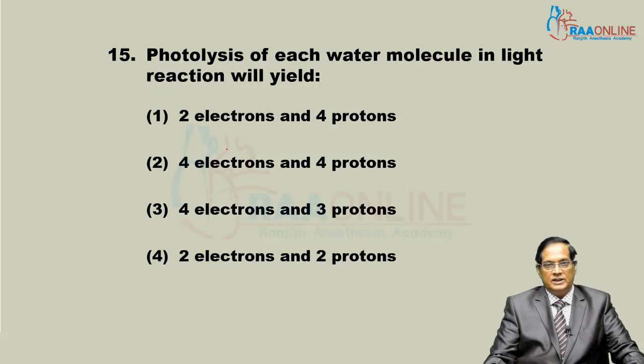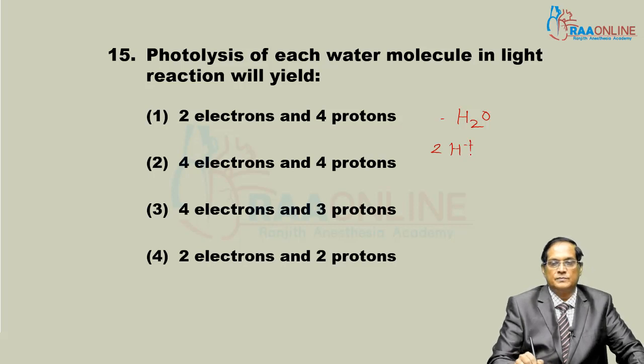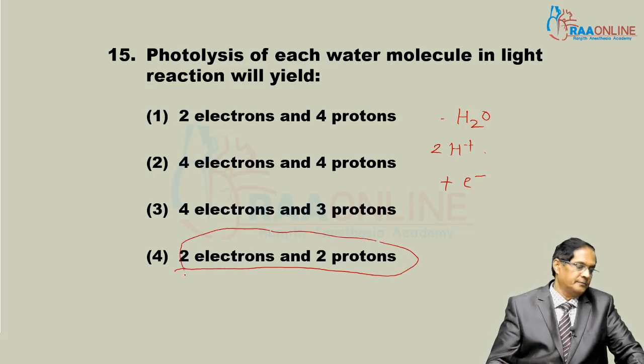Now come to the 15th question. Photolysis of water, that is, a water molecule H2O. If it splits, then 2 hydrogen ions are produced. And if 2 hydrogen ions are produced, then 2 electrons are also produced. So 2 protons and 2 electrons are released.